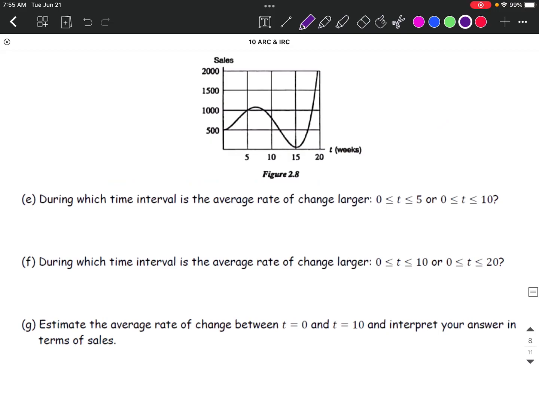Same picture. New question. During which time interval is the average rate of change larger? Between 0 and 5, I'm going to draw that secant line. And then between 0 and 10, so here's 0 and here's 10, and I'm going to draw that secant line again. Now, if the average rate of change is bigger, that means you're going to want a steeper positive slope. Which one has a steeper positive slope? That would be from 0 to 5.